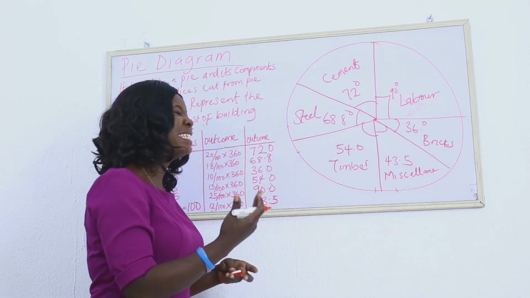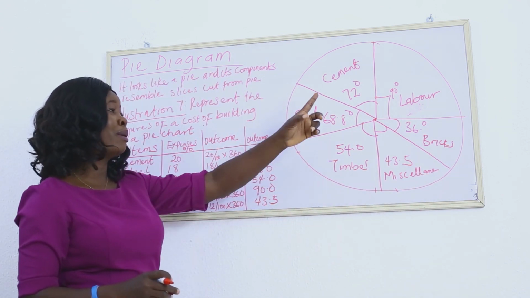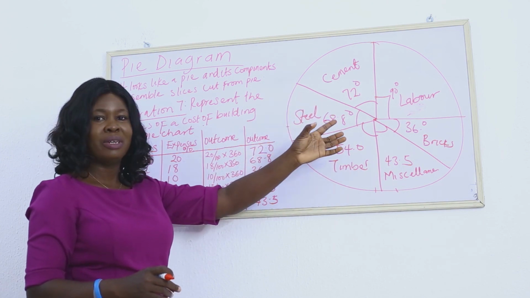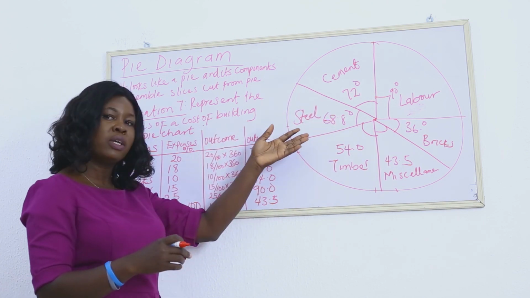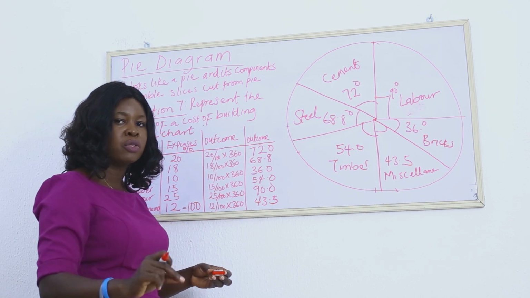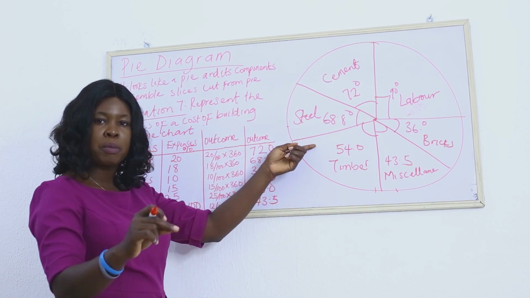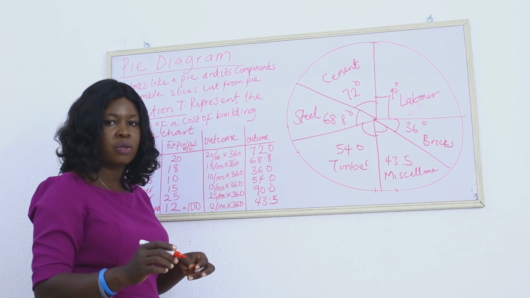This is just a sketch. I'm sure once I put my compass or my protractor on this, it won't be correct, because it is a board. But if we are drawing it in the notes, I want us to be more accurate and draw it exactly the way it should go.